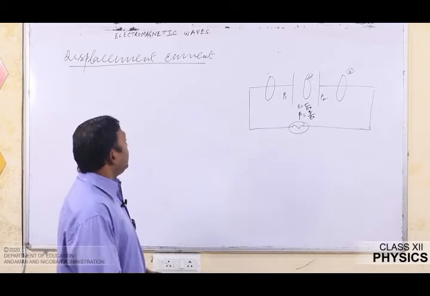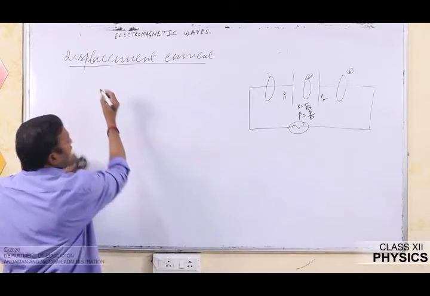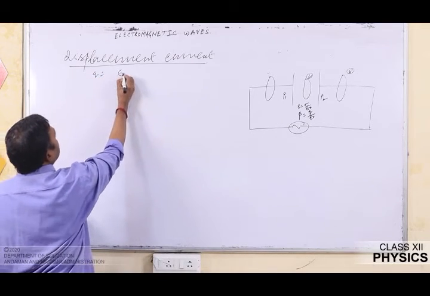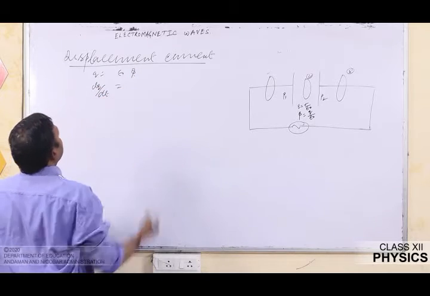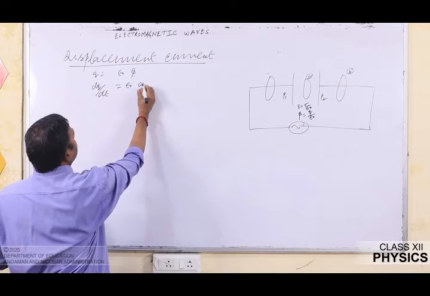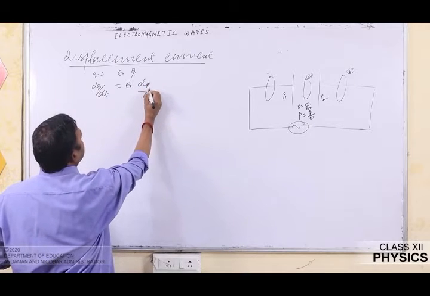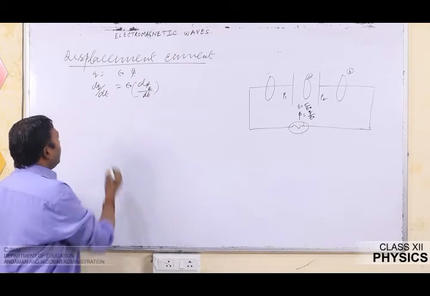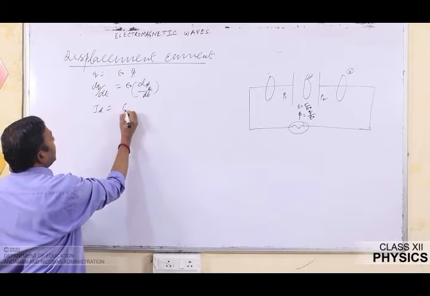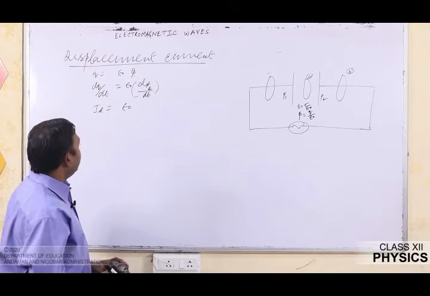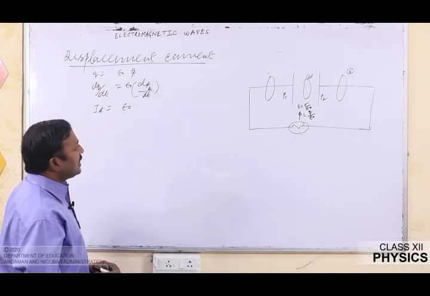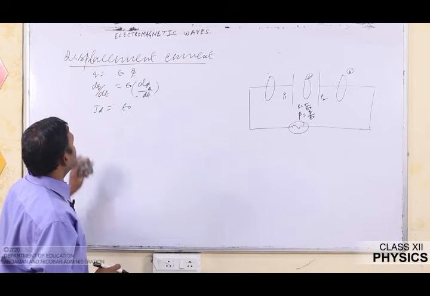Now, we will see the displacement current. We know that Q is equal to epsilon 0 phi, or dq by dt is given by epsilon 0 d phi by dt. So, the rate of change of flux gives rise to a current which is called the displacement current. This current maintains the continuity of Ampere Circuital Law.